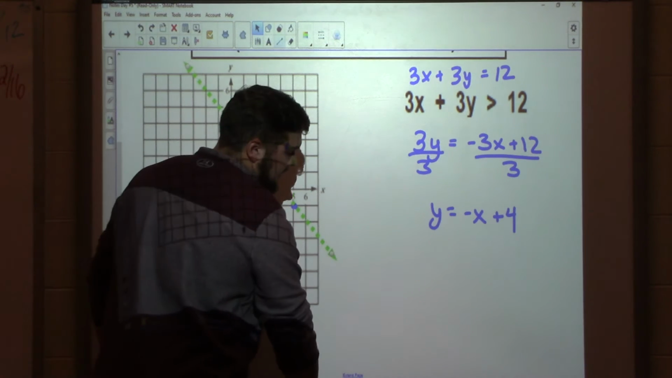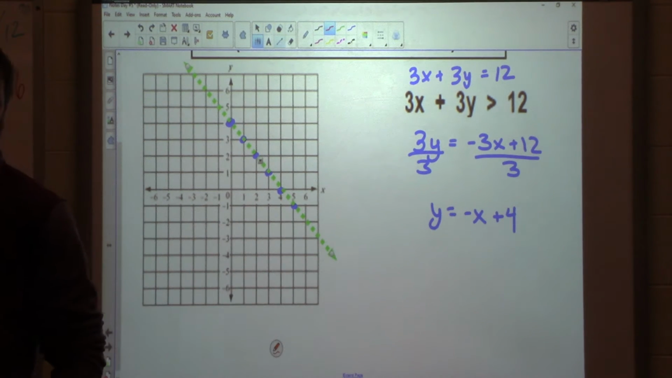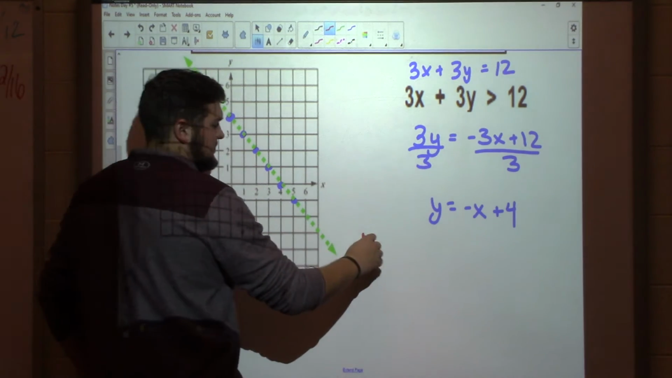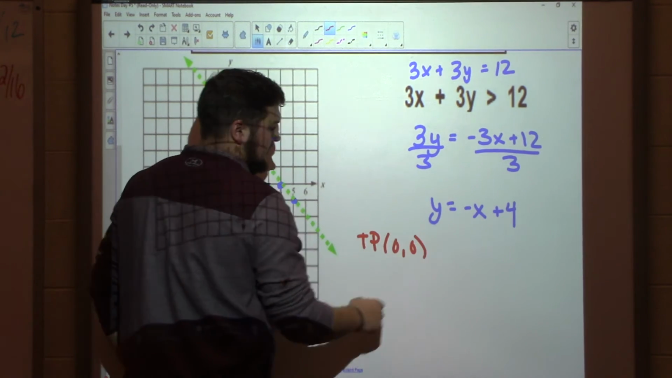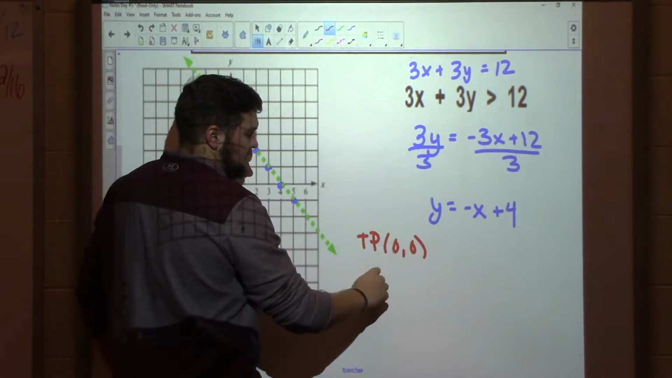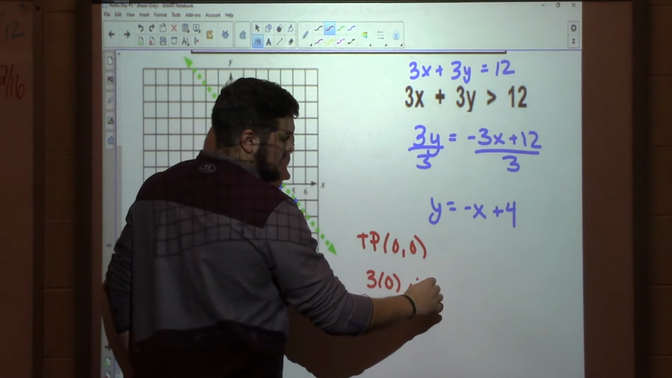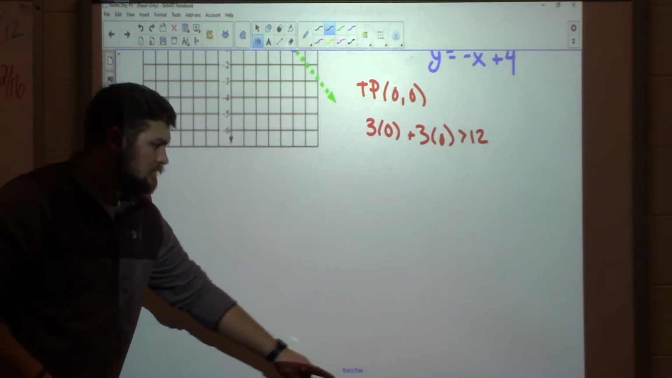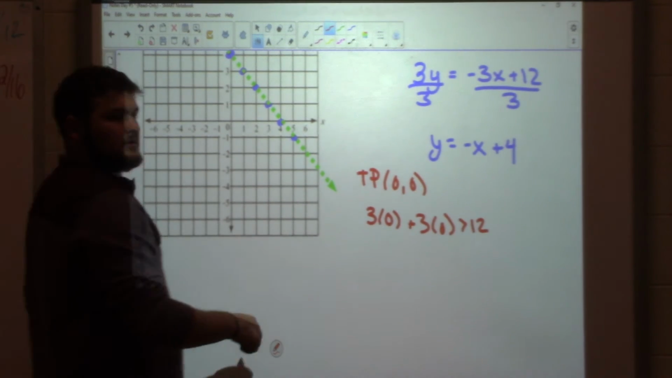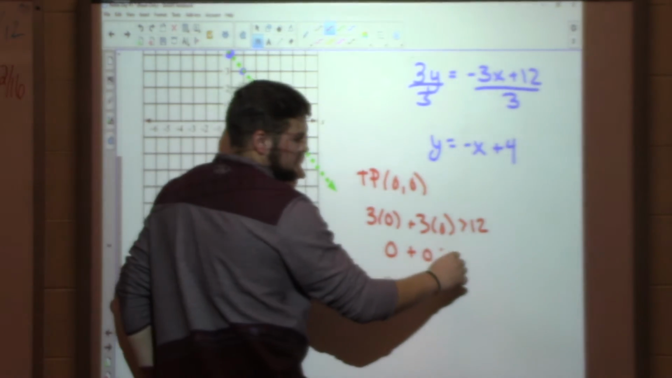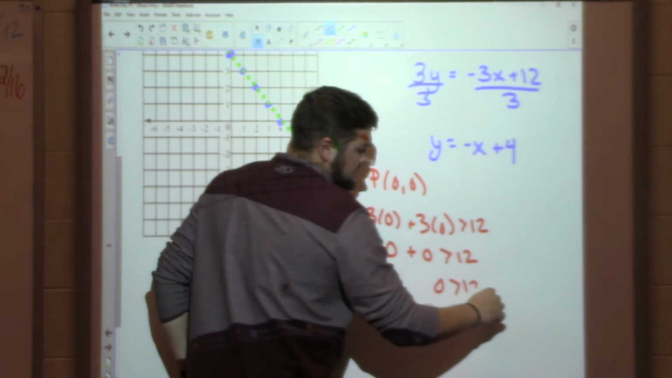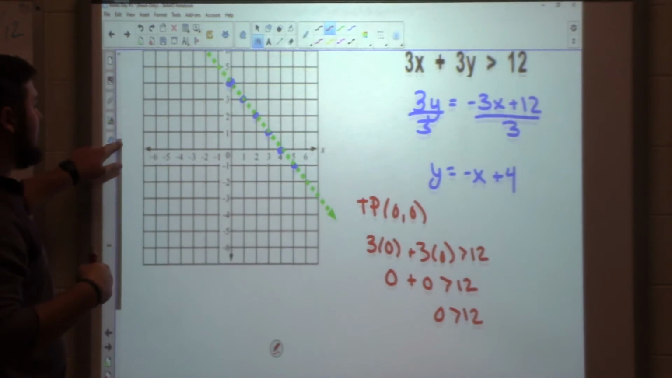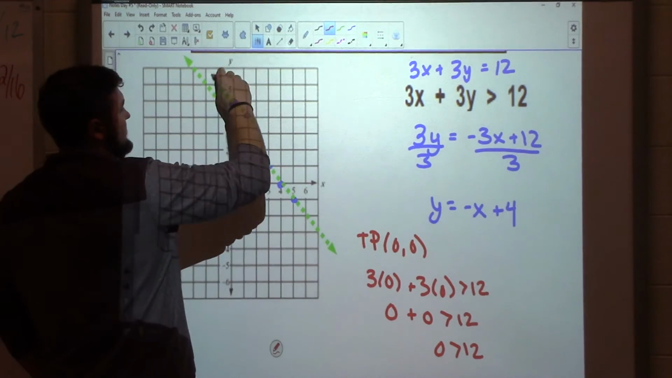Alright, I'm going to take a test point. I would like to take 0, 0. Is that okay for me to take in this case? Yes, because it is not on the line. So, test point 0, 0. I plug it into my original one up here. I get 3 times 0 plus 3 times 0 is greater than 12. Well, what's 3 times 0? 0. So I get 0 plus 0 is greater than 12, or 0 greater than 12. False. That's false, right? So we're going to shade the opposite side of the line from our test point.